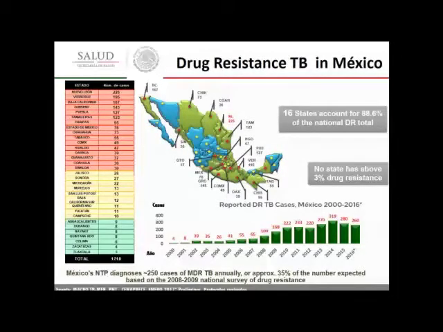There are approximately 250 cases of multi-drug resistant tuberculosis diagnosed annually in Mexico. The last National TB Drug Resistance Survey, conducted from 2008 to 2009, estimated that this number represents only 35% of the expected annual MDR-TB patient caseload for the country.